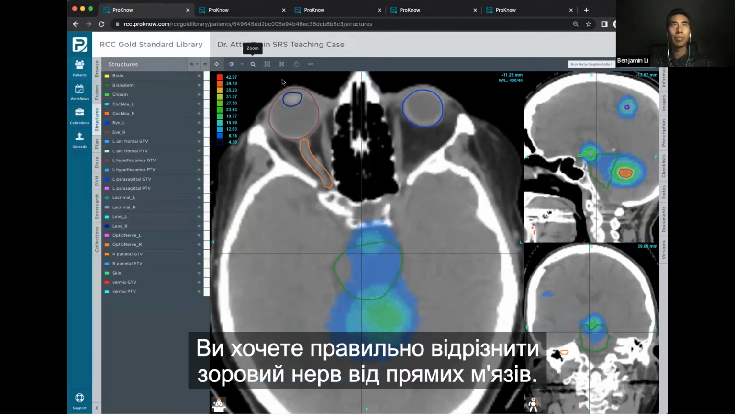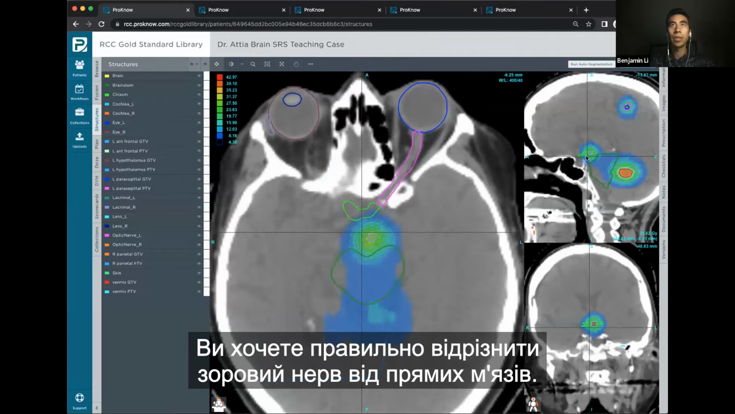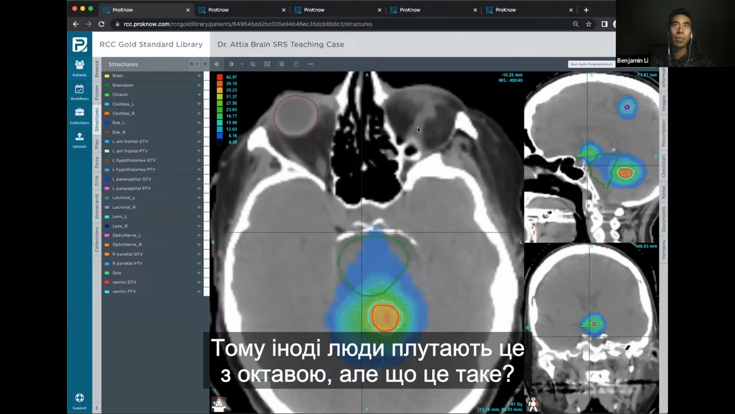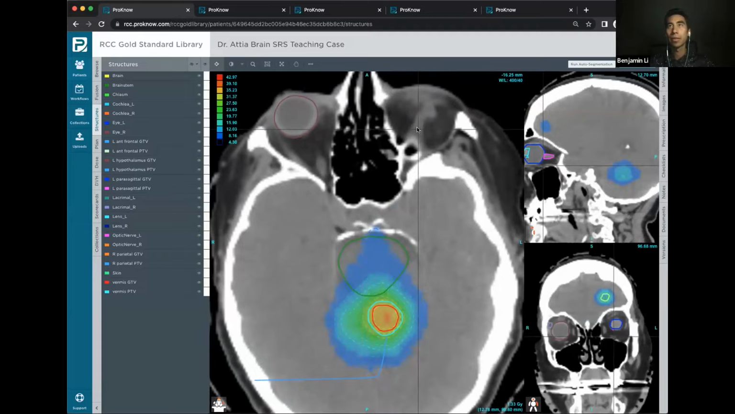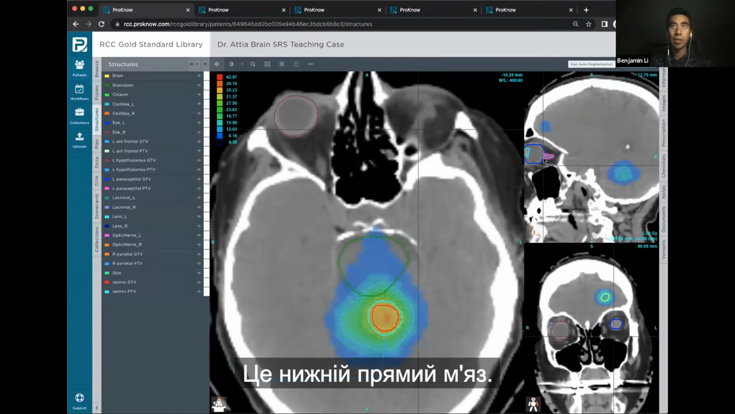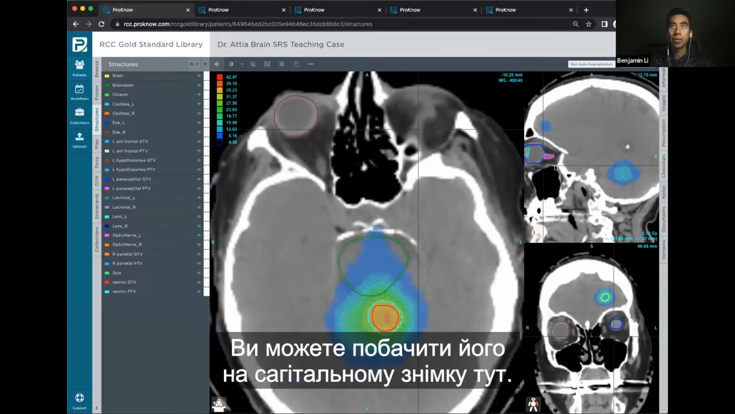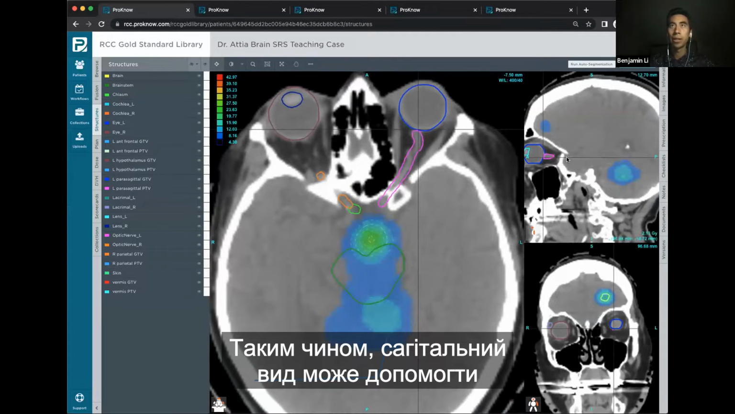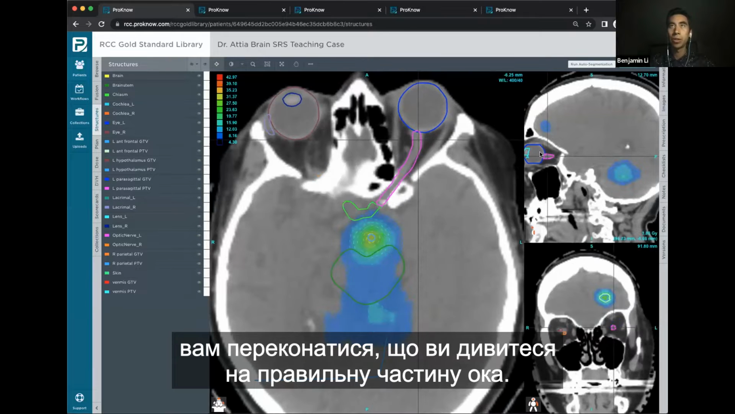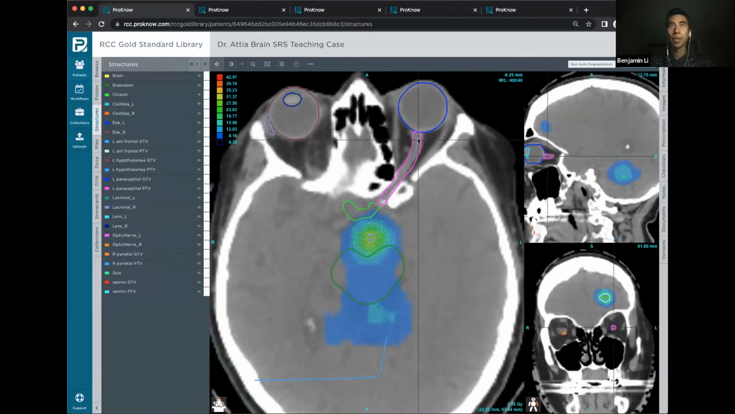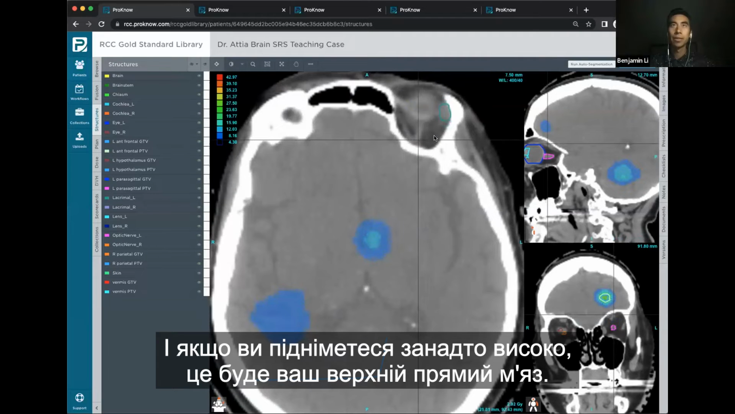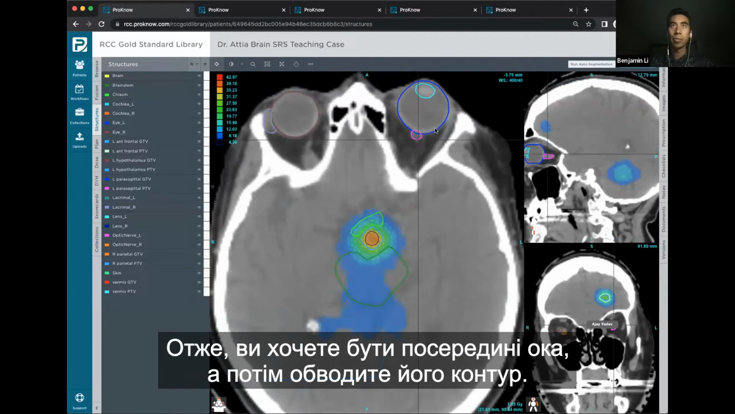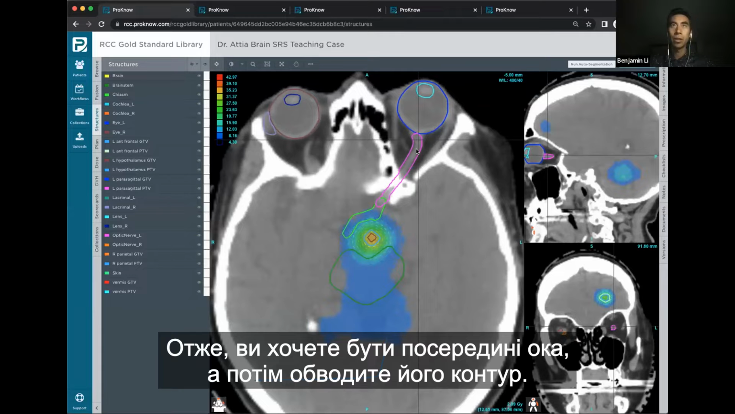You want to correctly distinguish the optic nerve from the rectus muscles. Sometimes people get this mixed up with the optic nerve, but what is this? This is the inferior rectus muscle. You can see it on the sagittal view here. What we actually want is to go to the midpoint of the eye. Your sagittal view can help reassure you that you're looking at the correct part. If you go too high, this is your superior rectus muscle. So you want to be in the middle of the eye, and then you contour this.